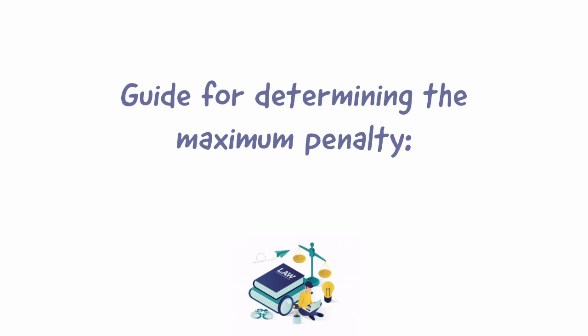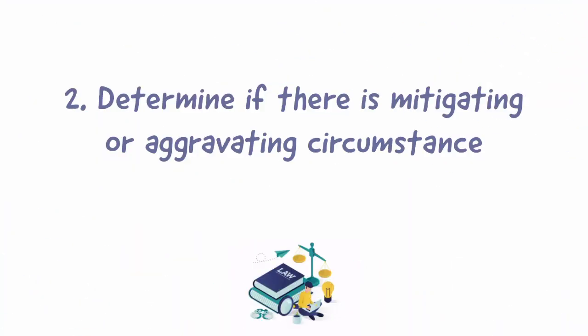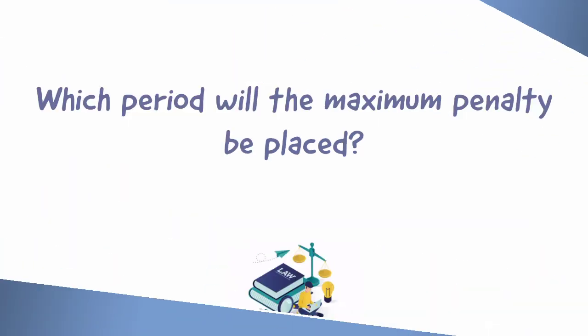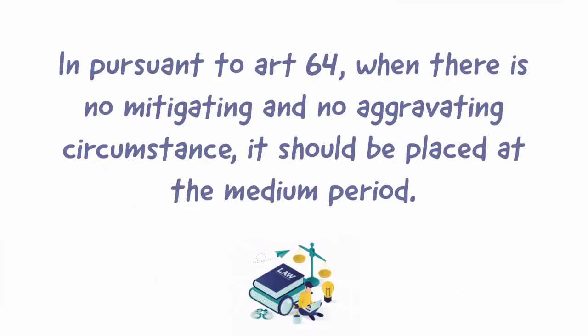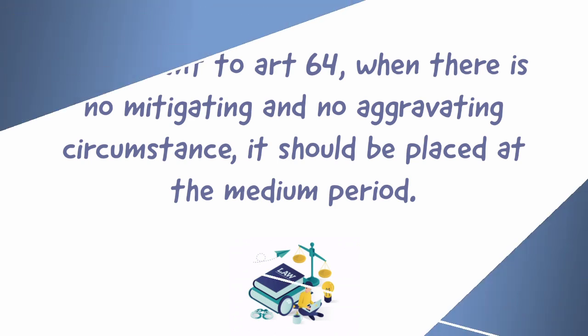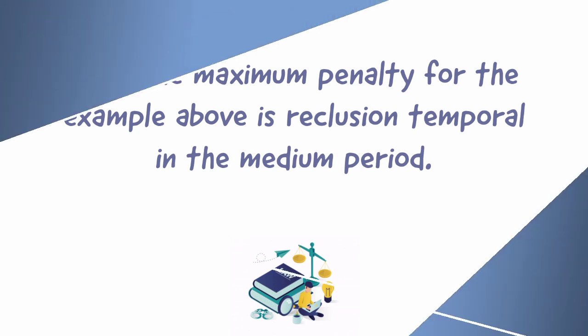Guide for determining the maximum penalty. 1. Determine the entire range of the penalty. 2. Determine if there is mitigating or aggravating circumstance. Which period will the maximum penalty be placed? Pursuant to Art. 64, when there is no mitigating and no aggravating circumstance, it should be placed at the medium period. Thus, the maximum penalty for the example above is reclusion temporal in the medium period.